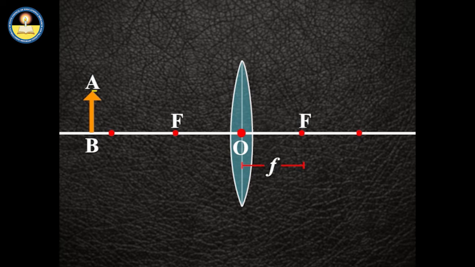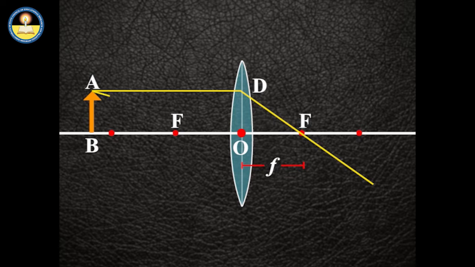Since an incident ray travelling parallel to the principal axis after refraction through a convex lens passes through the second focal point, a ray of light parallel to the principal axis incident normally on the surface of the lens at point D is refracted along DF.